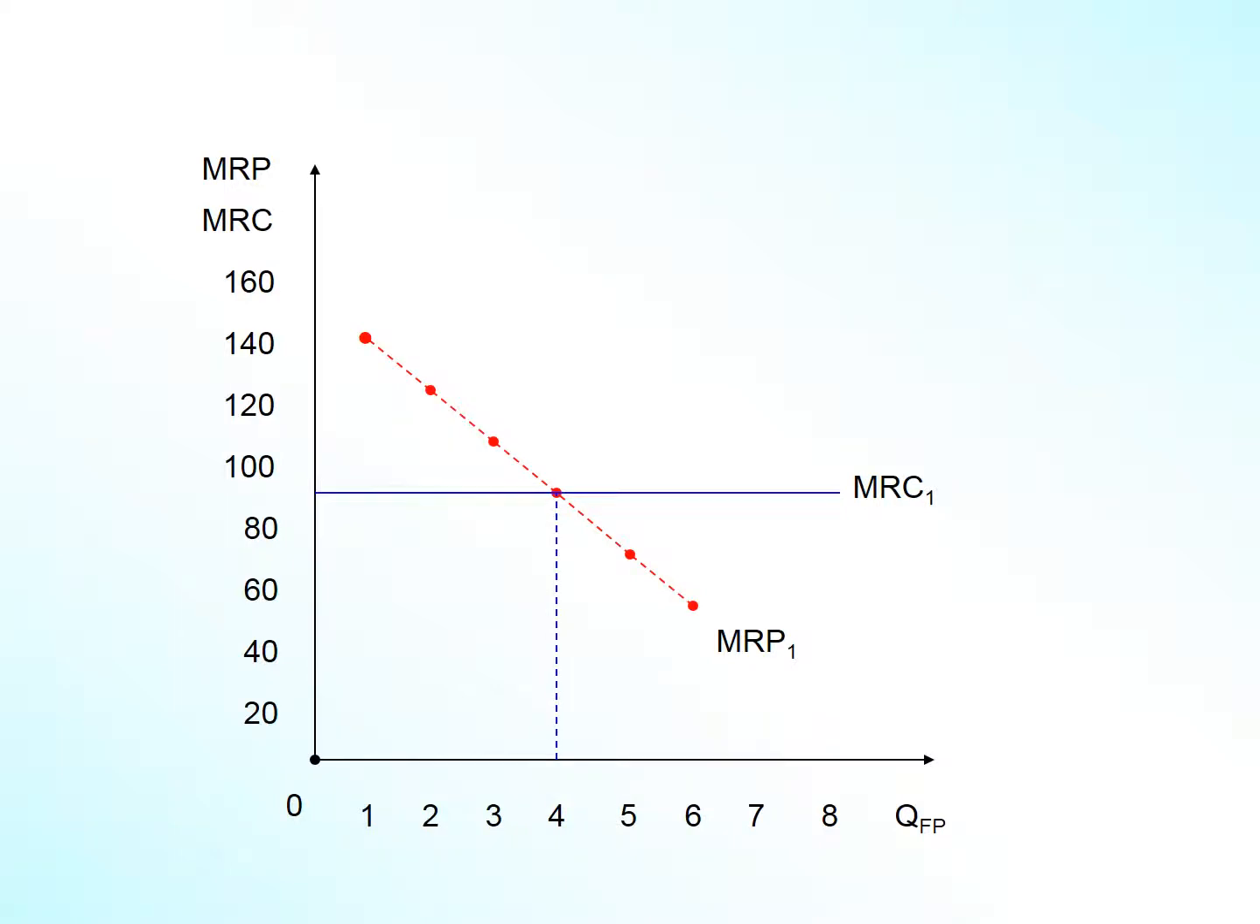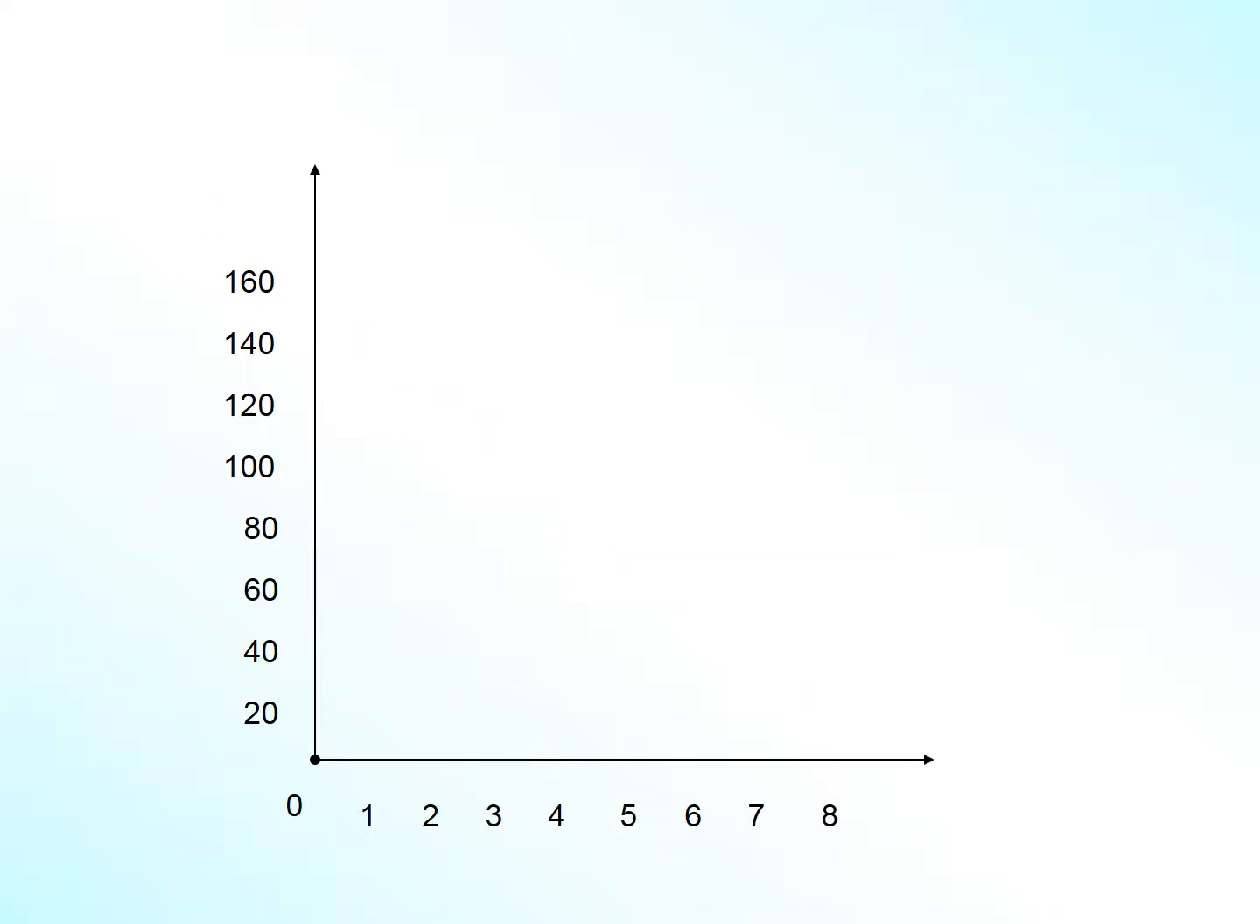In this presentation, let's look at marginal revenue product and marginal resource cost. MRP and MRC can be used to determine the efficient employment point of resources for a firm. Let's begin by labeling MRP and MRC on the vertical and quantity of factors of production on the horizontal.